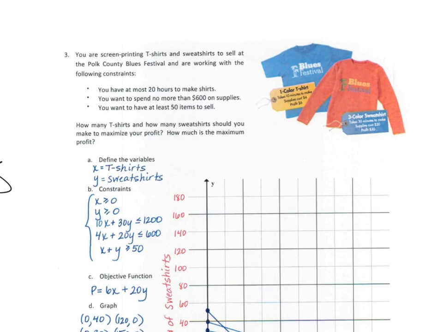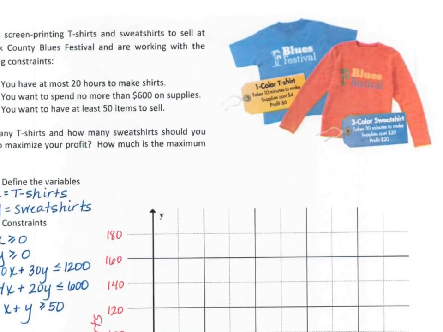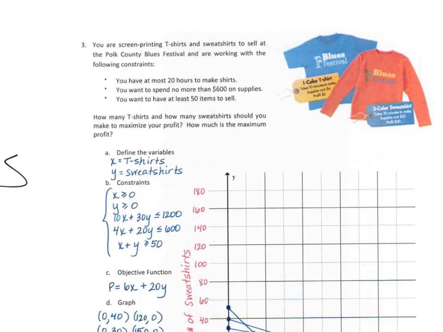This one is kind of tough because you have to really focus in on some small font going on there, right? Where it talks about how much time it takes to make, cost of supplies, profit, all that. So with this one, we're going to look at the last sentence, maybe last two sentences, to figure out what we are using for our variables. So it says t-shirts, sweatshirts, boom, there's our X and Y. And then we're maximizing profit.